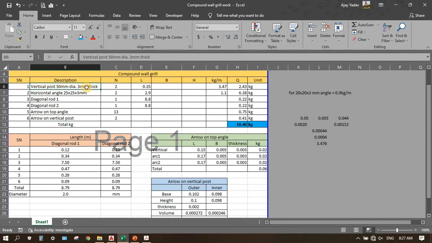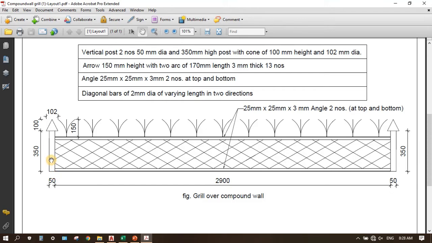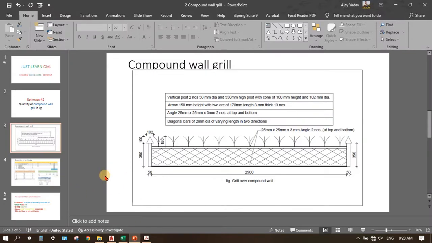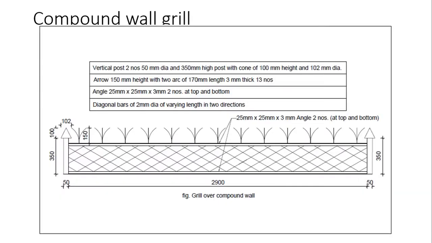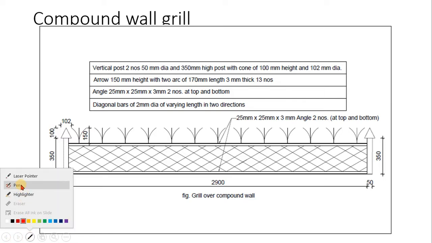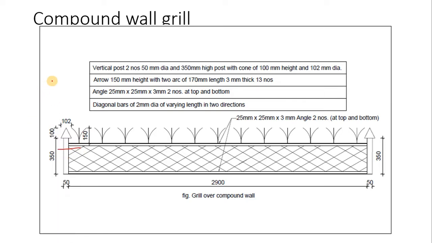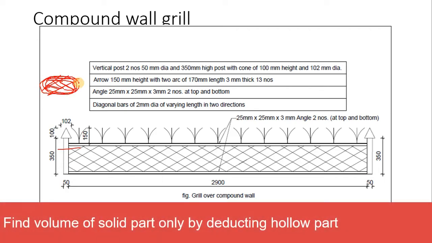Vertical post, 50 mm diameter, 3 mm thick. This is the vertical post, 50 mm diameter and 3 mm thick. If you see it in plan, we will first find the area of this outer, then find the area of inner and subtract it to get the area of only this portion. Find the area with this diameter, then the inner diameter, and subtract to get the area of this portion only.